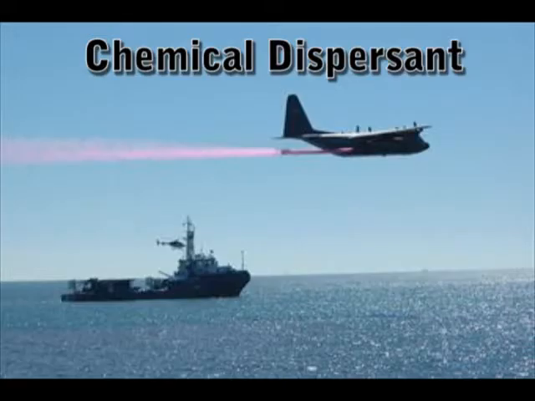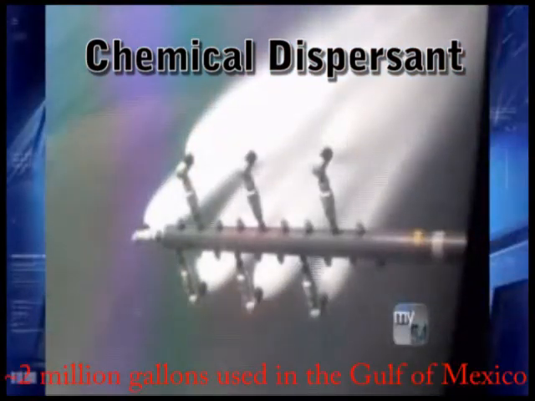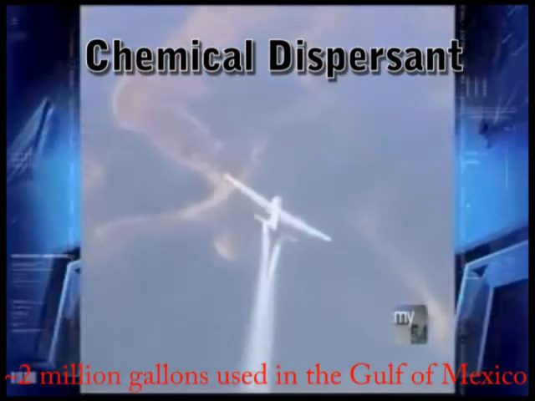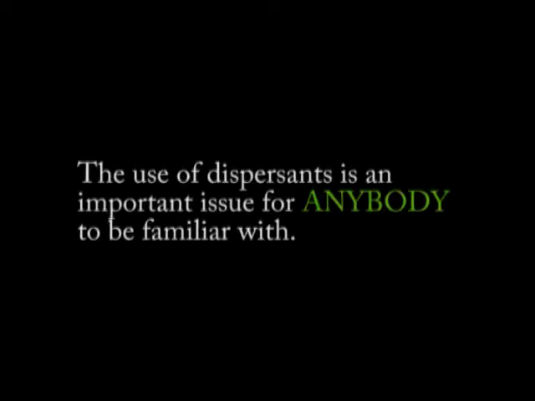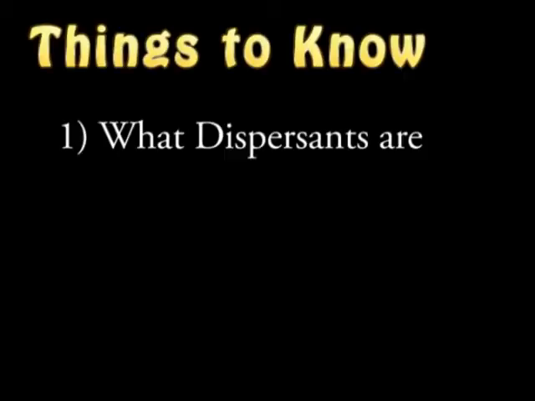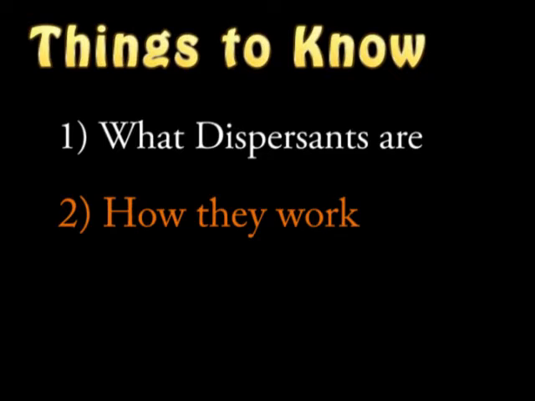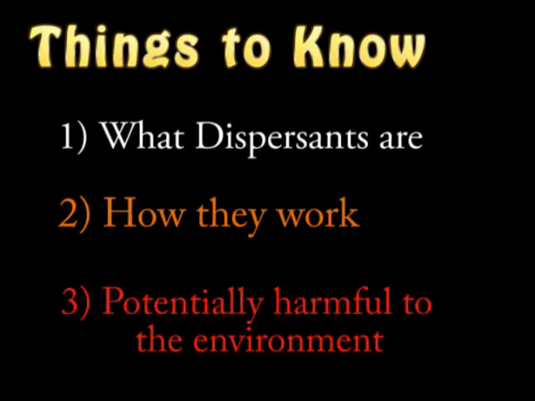While human intervention is necessary and most methods of cleanup are environmentally friendly, the use of chemical dispersants is one such method that is controversial. With almost 2 million gallons of oil dispersant used in the Gulf since the Deepwater Horizon accident, dispersant use is an important topic for anybody to be familiar with. By the end of this movie, you should understand what dispersants are, how they work, and that dispersants are potentially harmful to the environment.